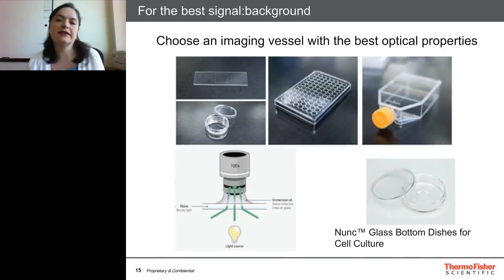In the next slide, I'm showing you a few different pictures of imaging vessels. If you want your best, cover-of-the-journal quality fluorescent image, you're going to want to use glass. And that can be challenging sometimes. Cells don't always like to grow on glass, and when you're doing live cells, you want your cells happy as well. So you have to be the best judge of when you want to use glass.